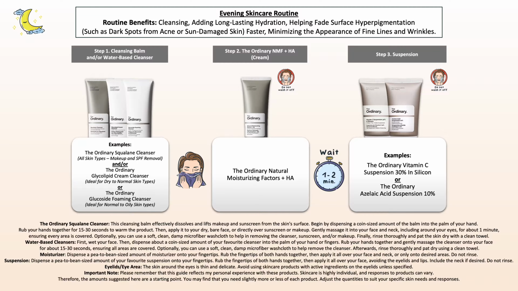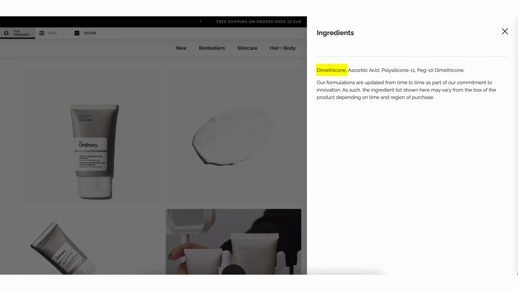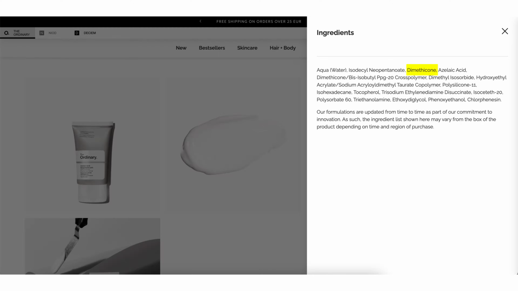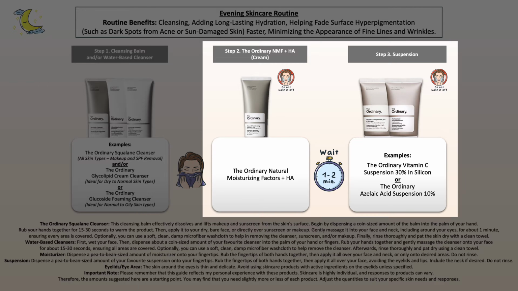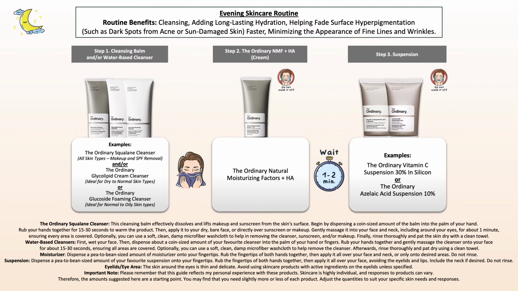In the first example, I have included two of their suspensions, the Vitamin C 30% in Silicone and the Azelaic Acid 10%. In both cases, these formulations contain a significant amount of dimethicone, which is a type of silicone. Now, dimethicone forms a barrier on the skin surface. Therefore, formulations containing it should be applied after lighter, water-based or less dense creams like The Ordinary Natural Moisturizing Factors with Hyaluronic Acid. This ensures that each product is effectively absorbed, providing the best results.